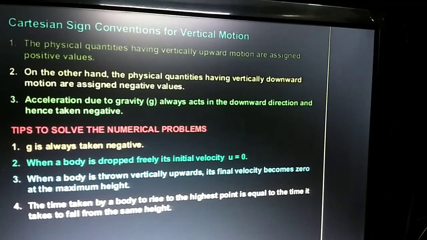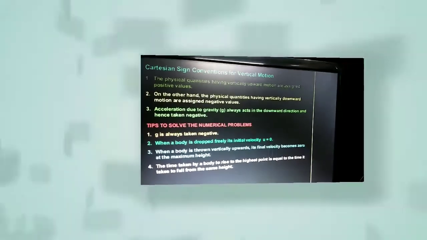When a body is dropped freely, its initial velocity u will become 0. When a body is thrown vertically upwards, its final velocity becomes 0 at the maximum height. The time taken by a body to rise to the highest point is equal to the time taken by the body to fall from the same height. These are some of the tips to solve the numerical problems.